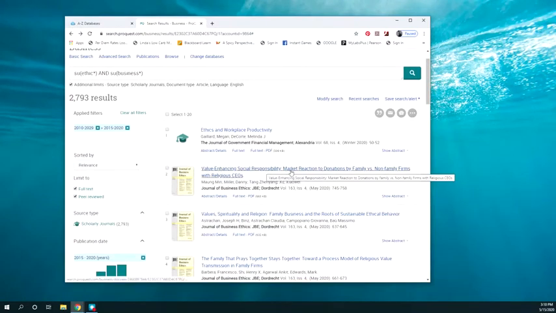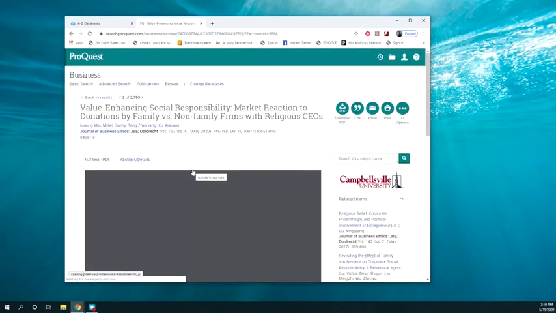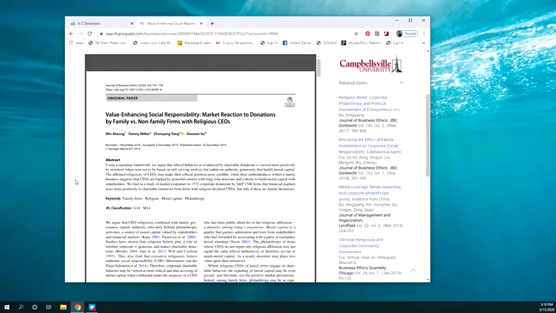Value enhancing social responsibility, market reaction to donations by family versus non-family firms with religious CEOs. Now that's a pretty interesting thing. So let's click on that and see where that leads us. Here's the abstract. Using a signaling framework, we argue that ethical behavior as evidenced by charitable donations is viewed more positively by investors when seen not to be based on self-serving motives, but rather on authentic generosity that builds moral capital.